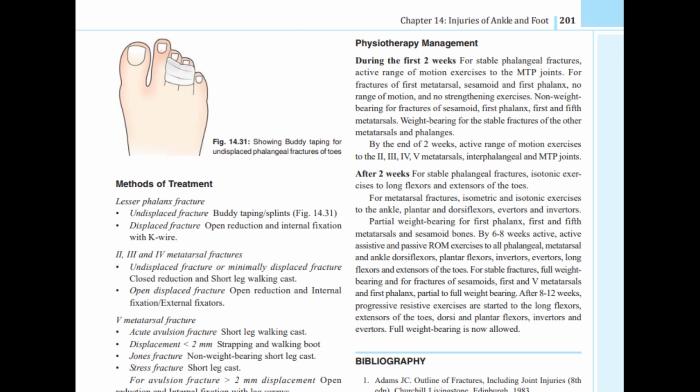By 6 to 8 weeks, active assistive and passive ROM exercises to all phalangeal, metatarsal and ankle dorsiflexors, plantar flexors, inverters, everters, long flexors and extensors of the toes. For stable fractures, full weight bearing, and for fractures of sesamoids, first and fifth metatarsal and first phalanx, partial to full weight bearing. After 8 to 12 weeks, progressive resistive exercises are started to the long flexors, extensors of the toes, dorsi and plantar flexors, inverters and everters. Full weight bearing is now allowed.